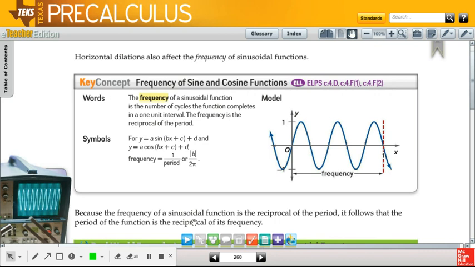And so there's a little information about it at the bottom. It says, because the frequency of a sinusoidal function is the reciprocal of the period, it follows that the period of a function is the reciprocal of its frequency. What I mean by that statement is, if you know your frequency, all you have to do is take the reciprocal to find the period. If you know the period, all you have to do is take the reciprocal and find its frequency, meaning that period and frequency are heavily related to each other. So if you know one, you can find the other. That's basically what the statement is saying.